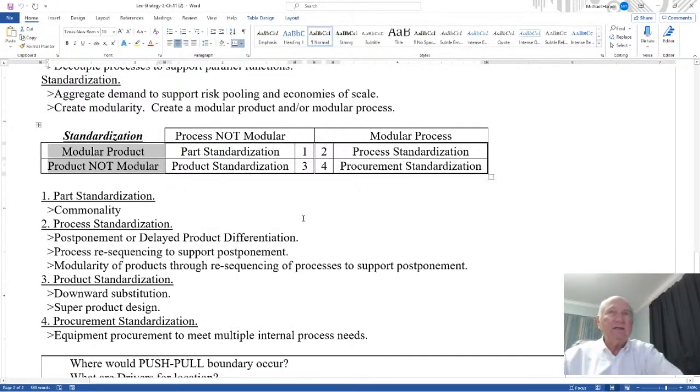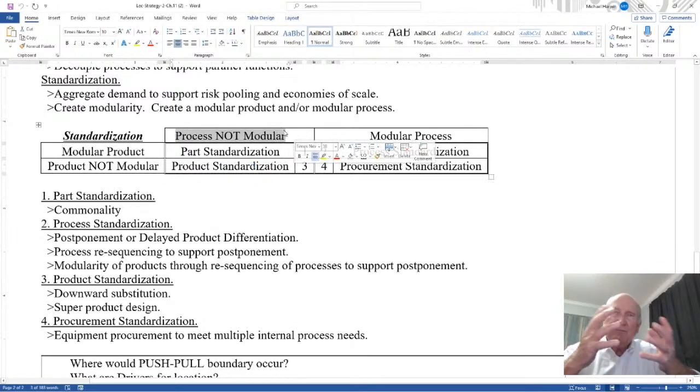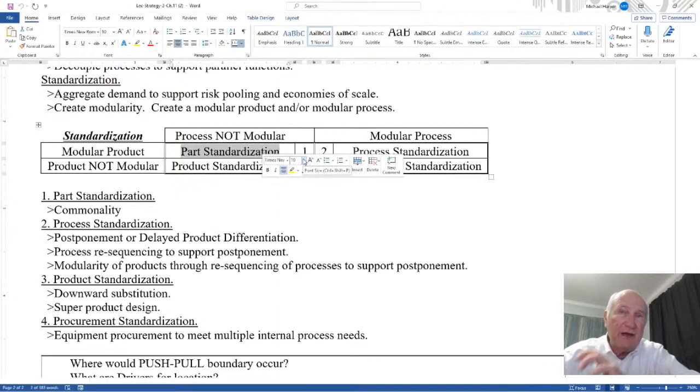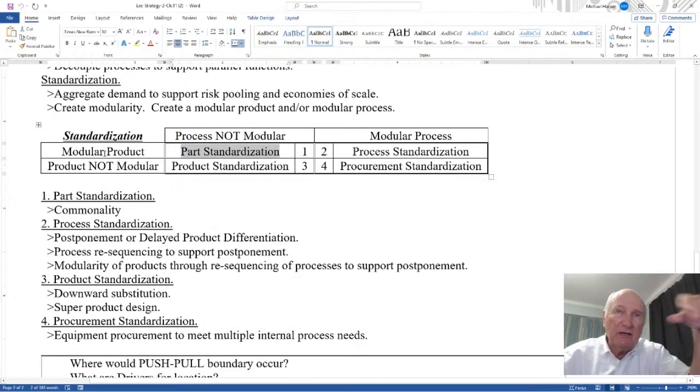Let's go down. Let's say the product is modular, but the process is not modular. So you can't break apart the process. It is one process, and you can't modularize it. The process generates each of the modules that go into the product. Well, that would be part standardization. So your standardization strategy, if you have a modular product but your process is not modular, it's one process, is part standardization.